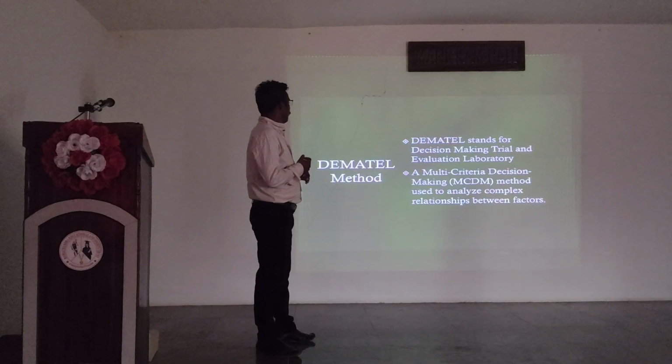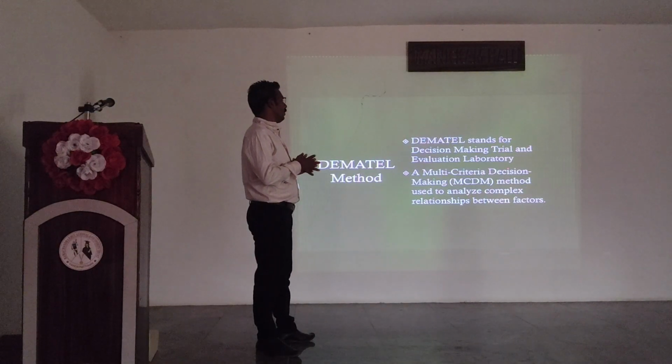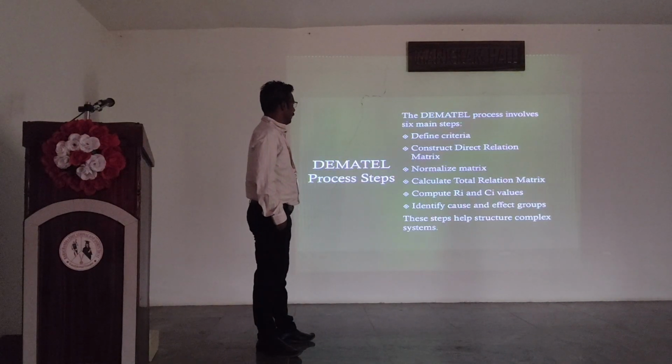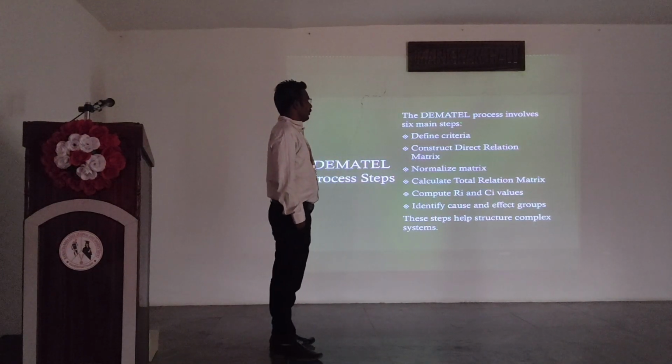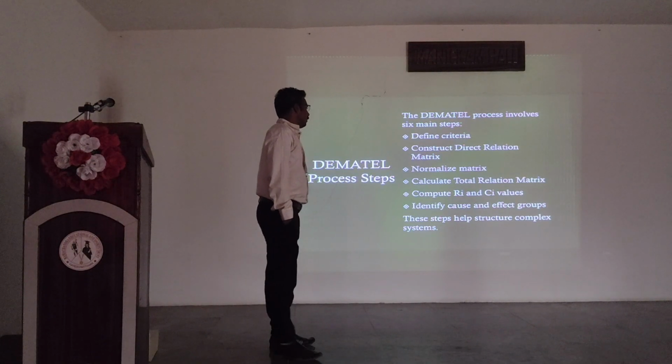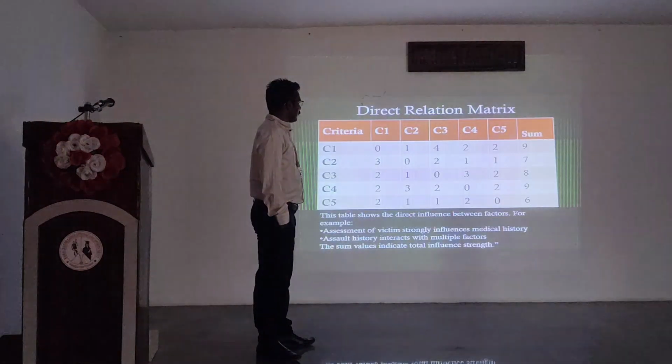Next, the method. DEMATEL stands for decision making trial and evaluation laboratory. A multi-criteria decision making MCDM method used to analyze complex relationships between factors. There are 6 main steps: define criteria, consisting of direct relation matrix, normalized matrix, total relation matrix, compute RI and CI values, identify cause and effect groups. These steps help structure complex systems.